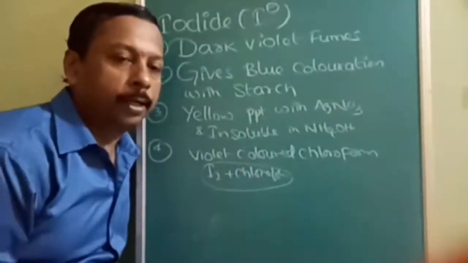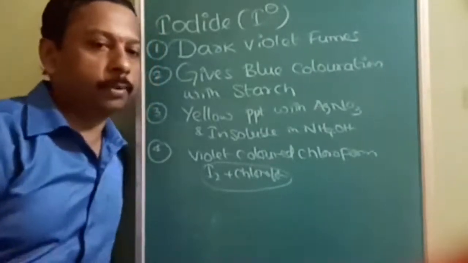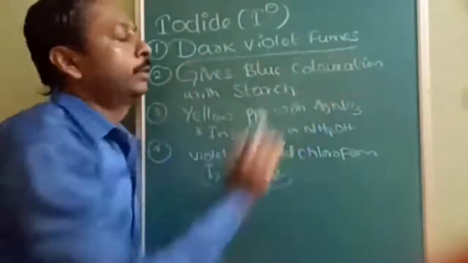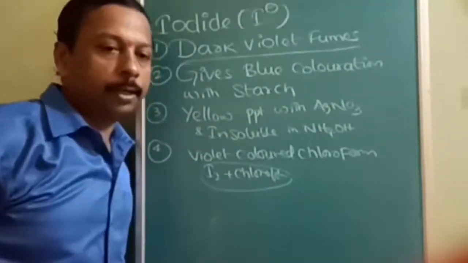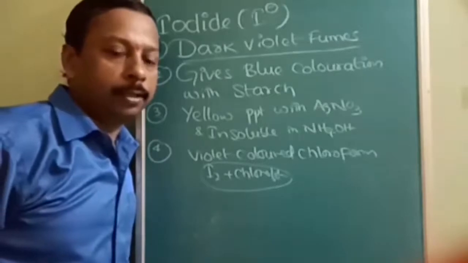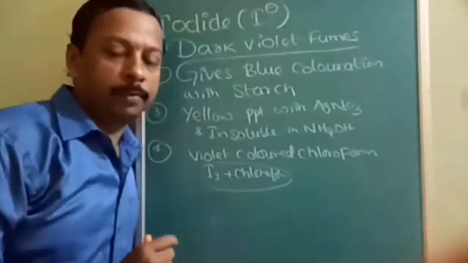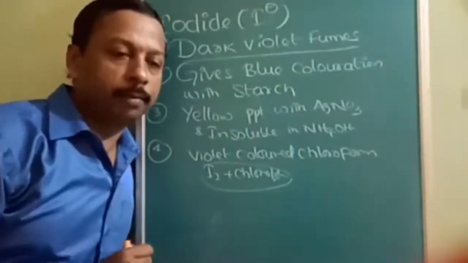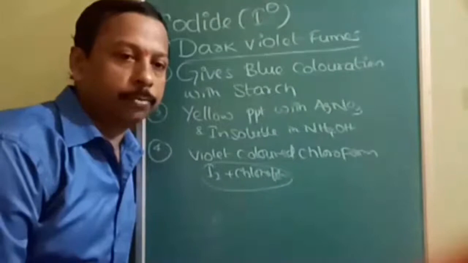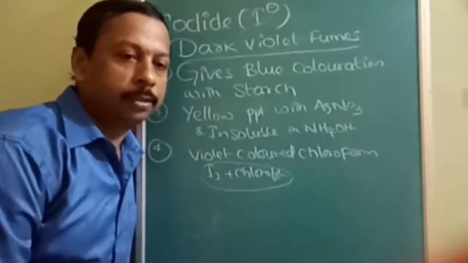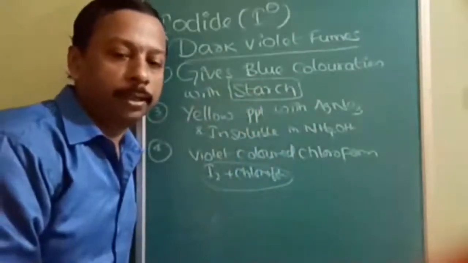Here, iodide. Iodide is I minus. So I minus gives dark colored violet fumes when it is treated with concentrated sulfuric acid, which is due to the I2. That equation I will tell you. First observation, when the given salt is treated with concentrated sulfuric acid, we get dark colored fumes. Second, it gives the blue coloration with starch. Whenever iodine is there, the best method to identify iodine is starch.